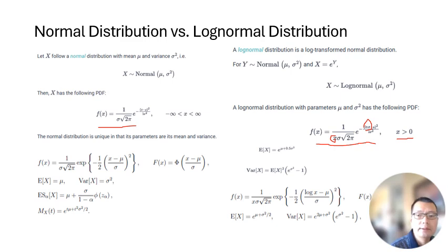This x here is basically the derivative of natural log x, which is 1 over x. So that's where this x comes from. Okay, because if you do this, you have x, and this is using the chain rule.